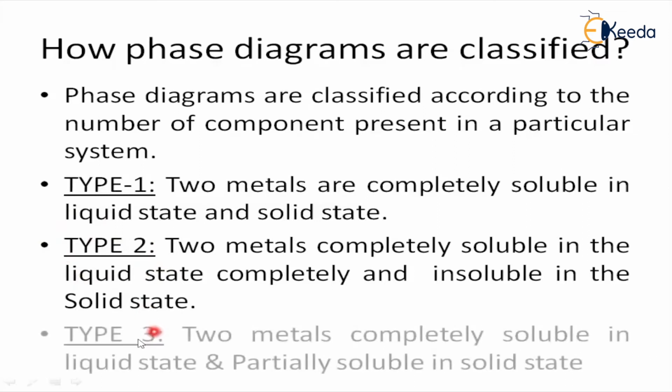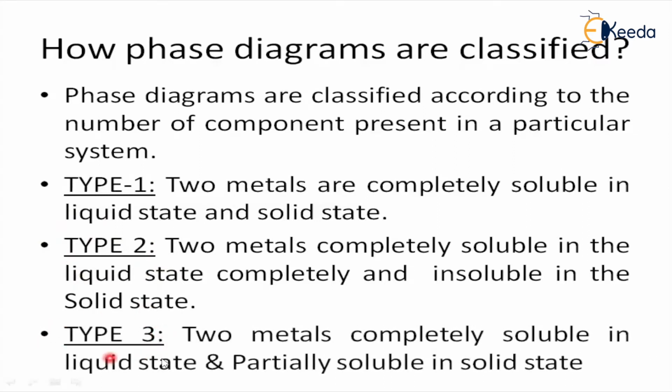The next one is the type 3 phase diagram. What do you mean by type 3 phase diagram? Type 3 means the two metals are completely soluble in the liquid state and partially soluble in the solid state, whereas in the earlier case it was insoluble. If this is the case, then that comes under type 3 phase diagram. So let us discuss all these phase diagrams, and all of them depend on the solvation, whether it is completely soluble or partially soluble in the liquid state or in the solid state.